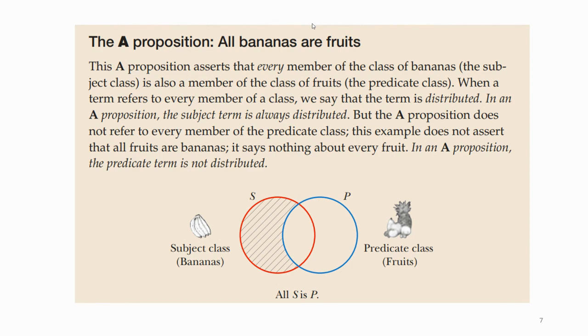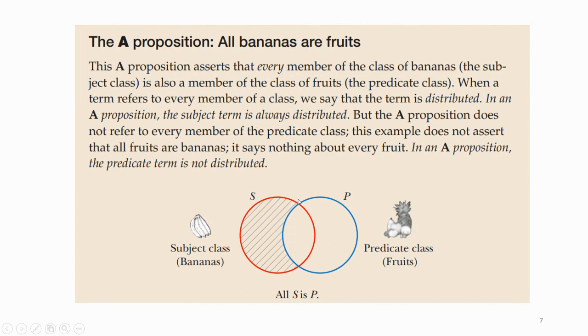Like this, all S is P, so this is with S and P. If you look here, all bananas are fruits. So these are bananas and these are fruits. When a term refers to every member of a class, we say that the term is distributed. This is another interesting thing. What is distribution? In an A proposition, the subject term is always distributed.